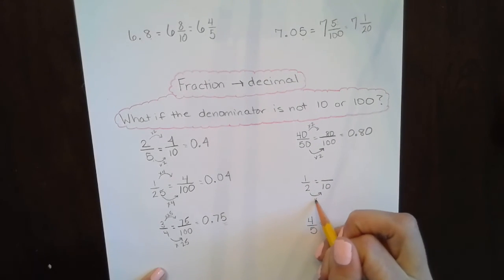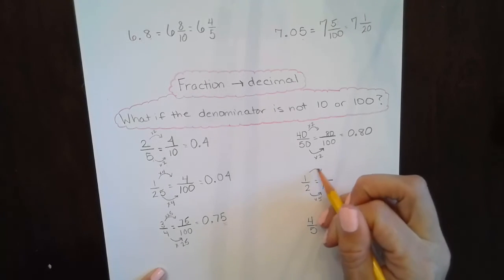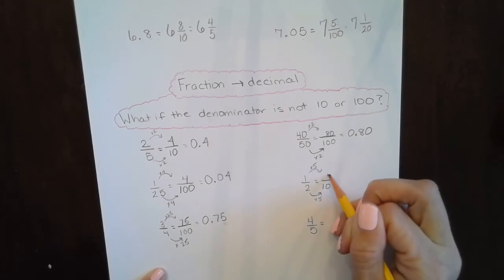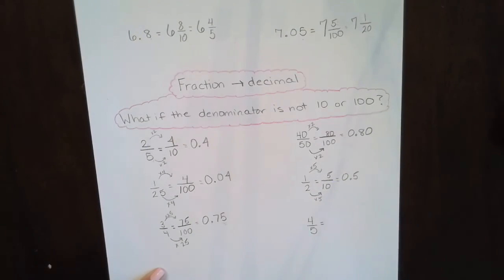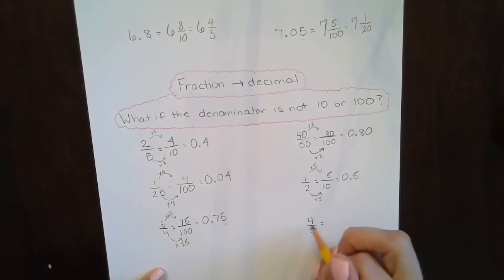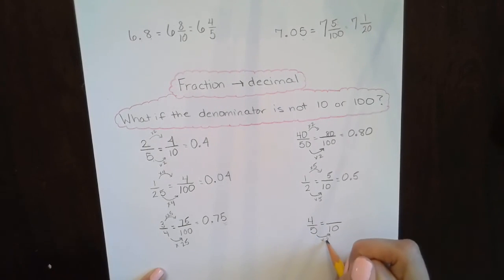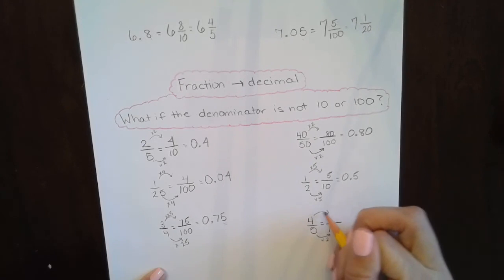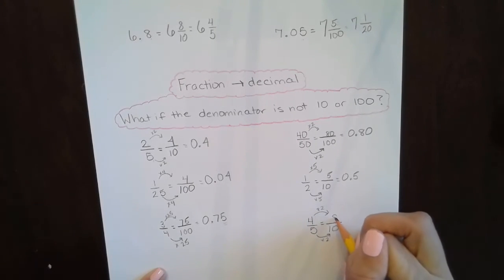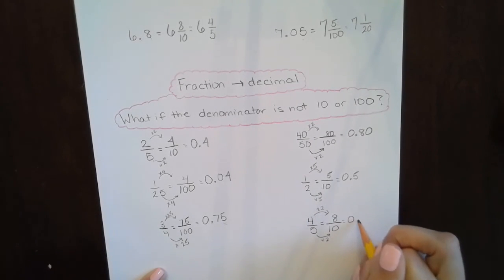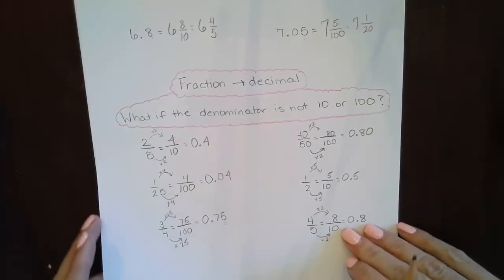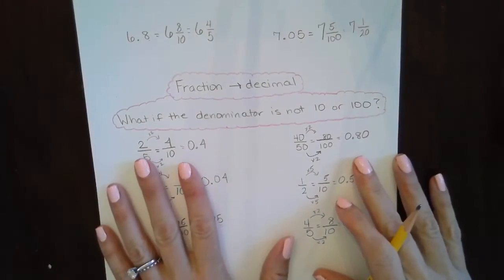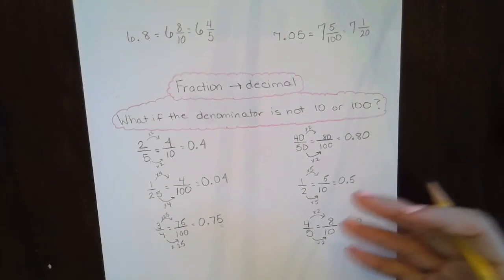1/2, I'll turn into tenths, okay? That gives me times 5, times 5, 5/10 or 0.5. And down here, 4/5 I'll change into tenths, times 2, times 2. And that gives me 8/10 or 0.8.